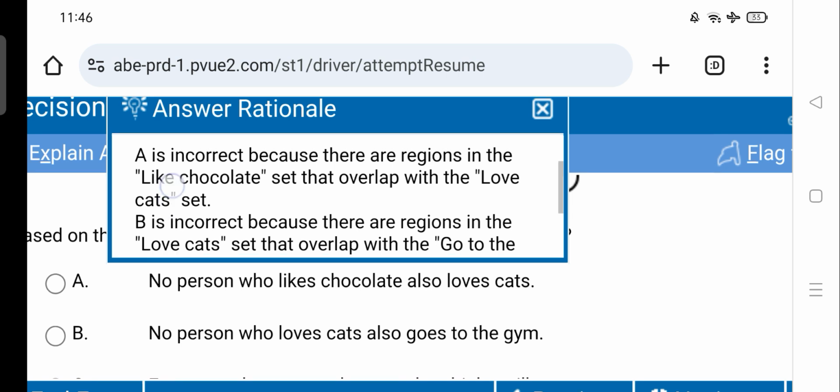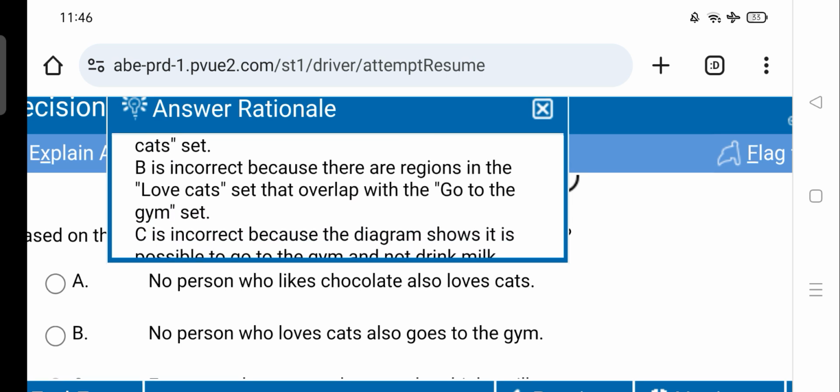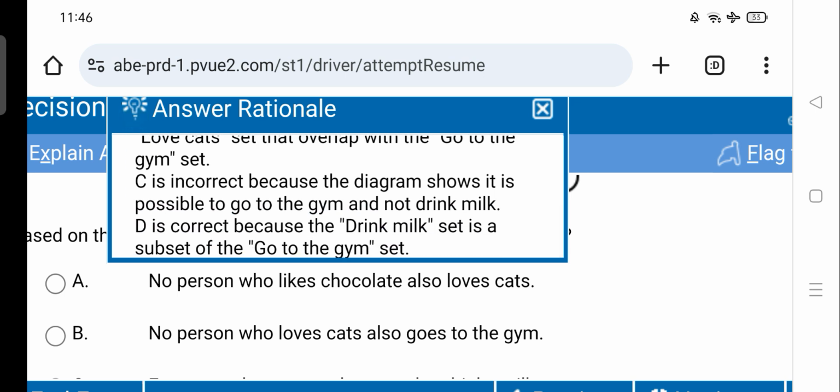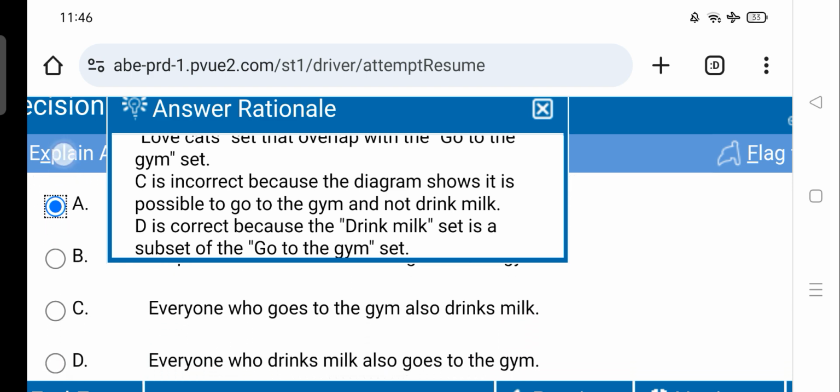B is incorrect because there are regions in the Love Cats set that overlap with the Go to the Gym set. C is incorrect because the diagram shows it is possible to go to the gym and not drink milk.